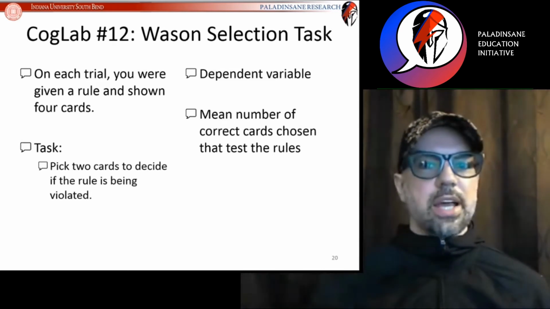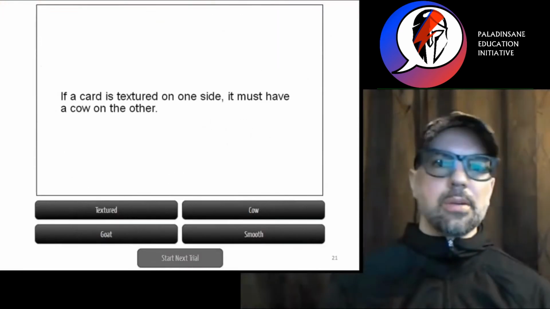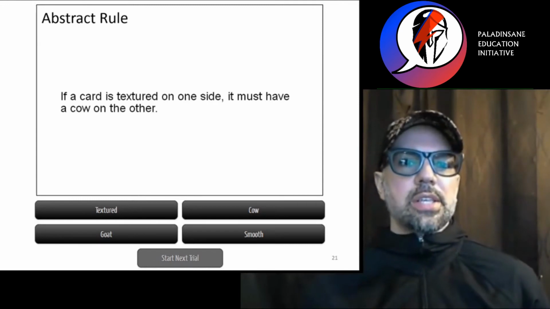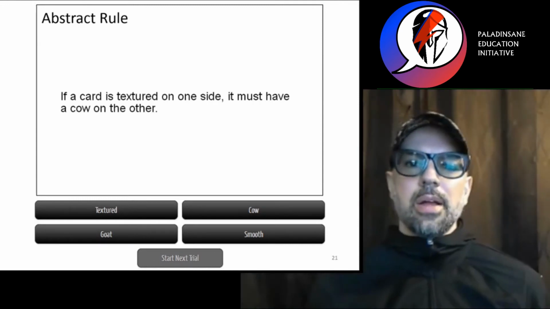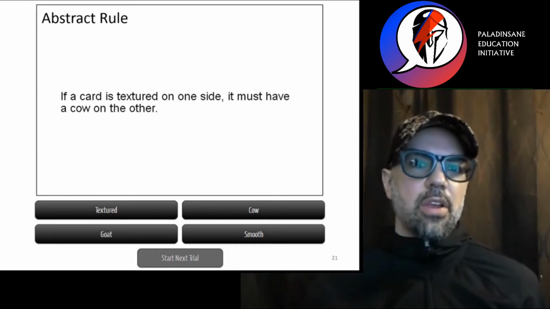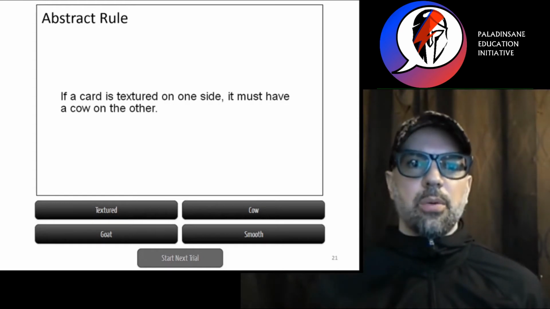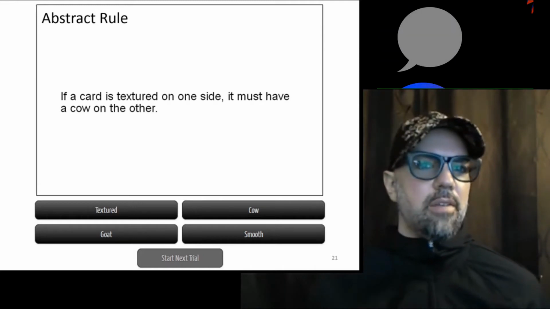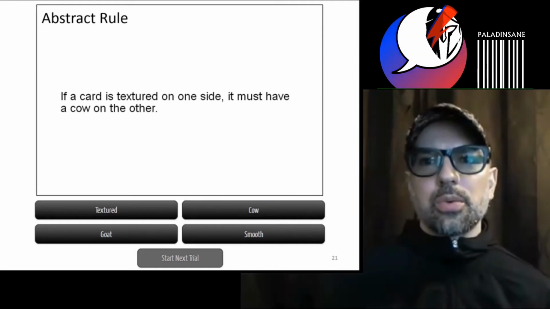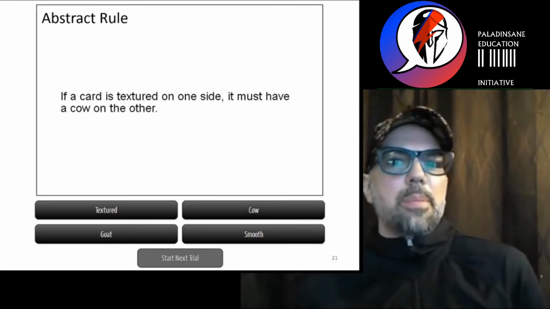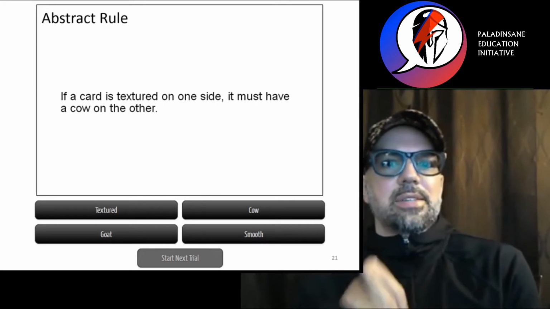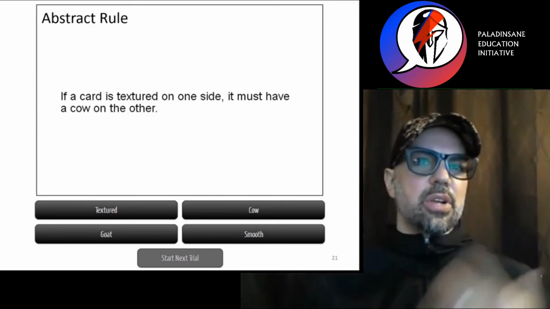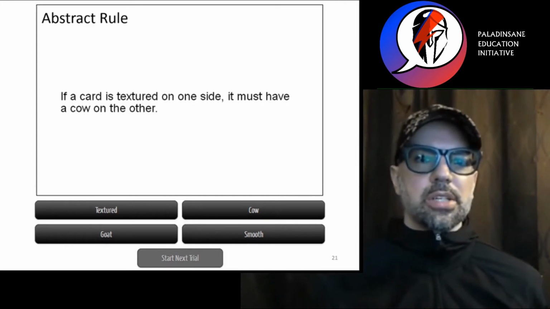And you were tested on abstract rules, such as this one right here. So if a card is textured on one side, it must have a cow on the other. You probably don't have a long history of working with textures and cows, right? You probably don't have a long history of, I don't even know how to describe a world where this exists, where you had a job somewhere where you had to test the texture on one side and the cow on the other. So this is an abstract rule. It doesn't really bring in any sort of real world experience.